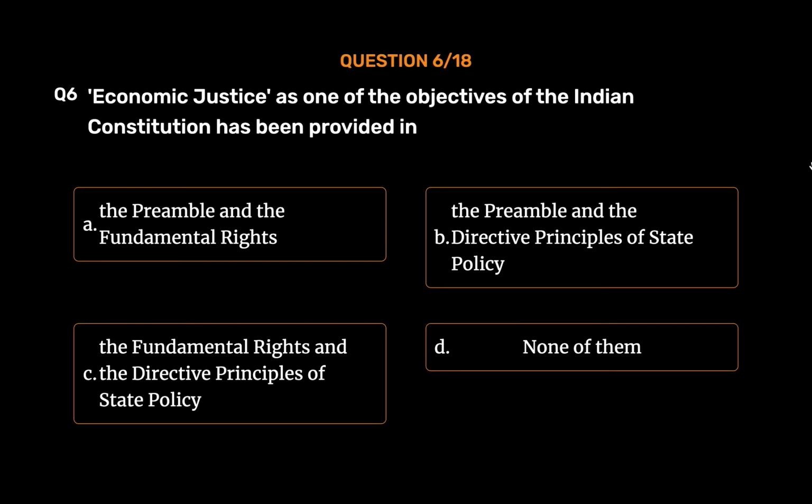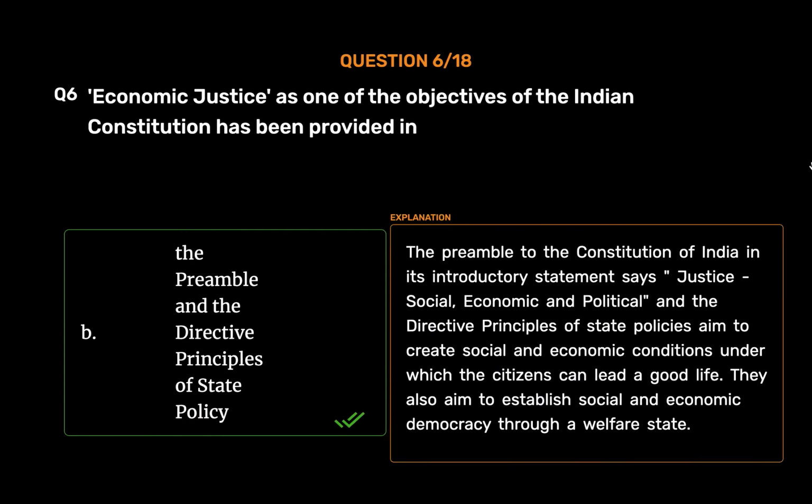The correct answer is Option B. The Preamble and the Directive Principles of State Policy. The Preamble to the Constitution of India in its introductory statement says justice, social, economic and political, and the directive principles of state policy aim to create social and economic conditions under which the citizens can lead a good life. They also aim to establish social and economic democracy through a welfare state.